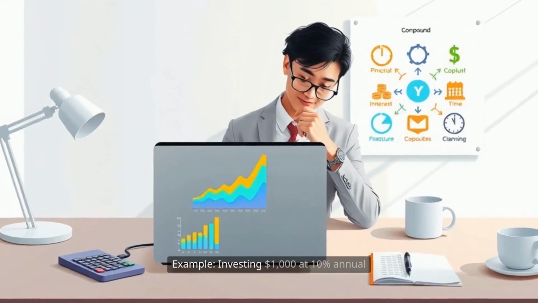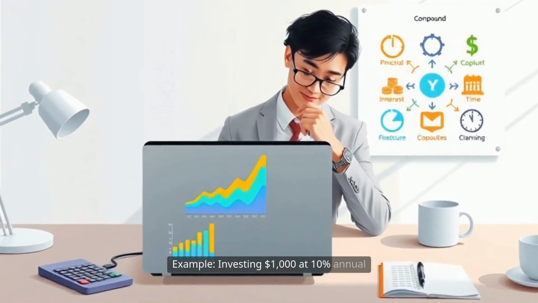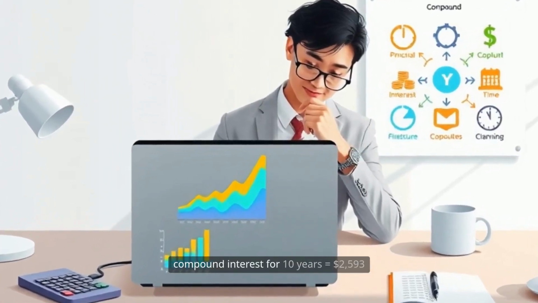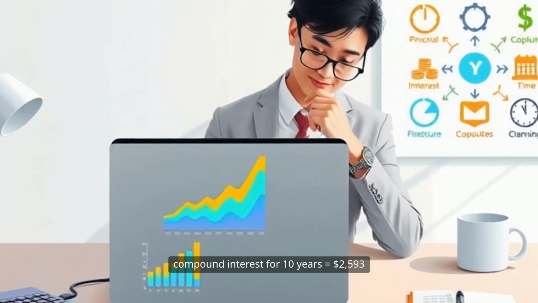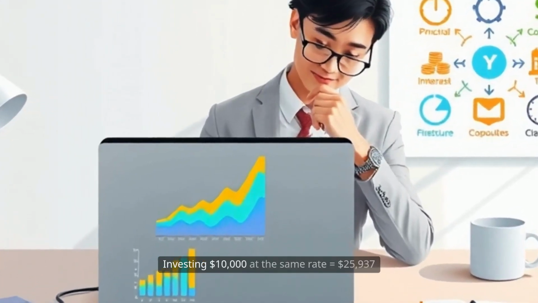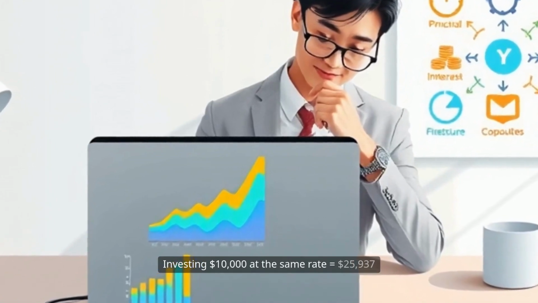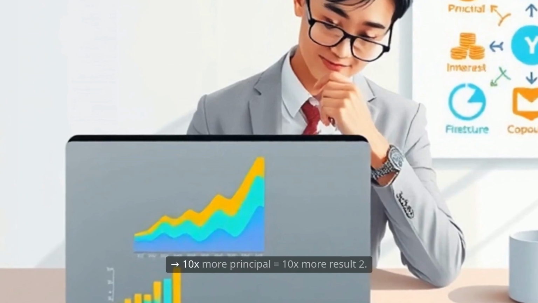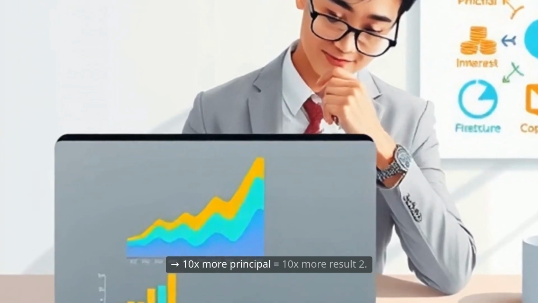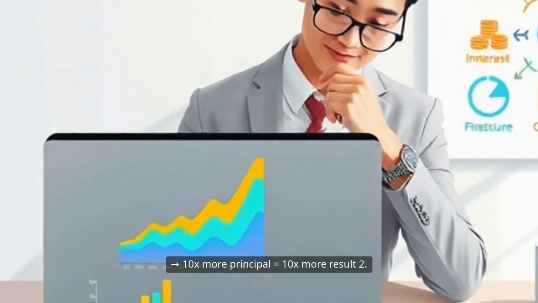Example. Investing $1,000 at 10% annual compound interest for 10 years equals $2,593. Investing $10,000 at the same rate equals $25,937. 10 times more principal equals 10 times more result.